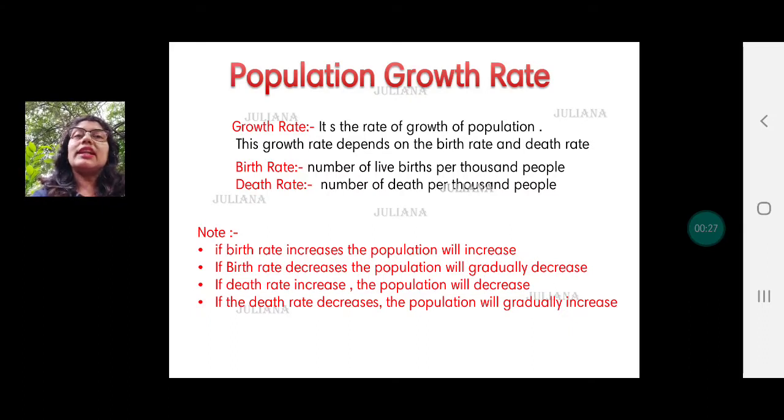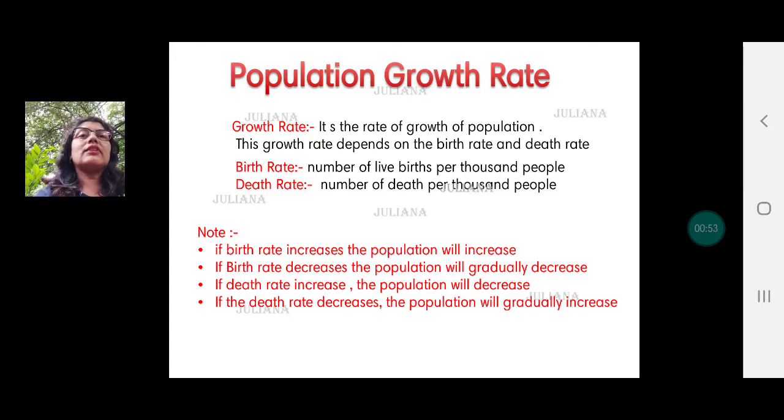So what is the relationship then between birth rate and the growth rate? Let's understand that. It's quite obvious, if the number of births increases, if the number of children born increases, the growth rate will increase. That means the birth rate is directly proportionate to the growth rate, right? That means if birth rate increases, growth rate increases. Birth rate decreases, the growth rate will also decrease.